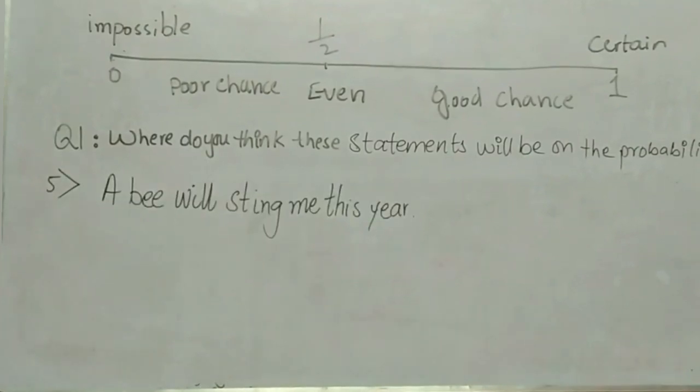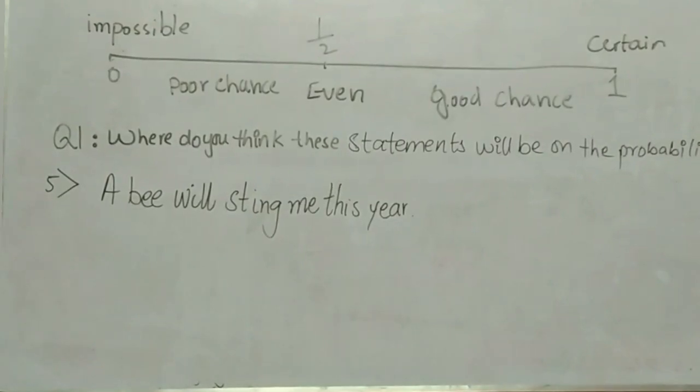Let's take example 5. A bee will sting me this year. As you see, there are poor chances that a bee can come or that can sting you. So there are poor chances of this. So you can write that there is a poor chance. So write it like this.